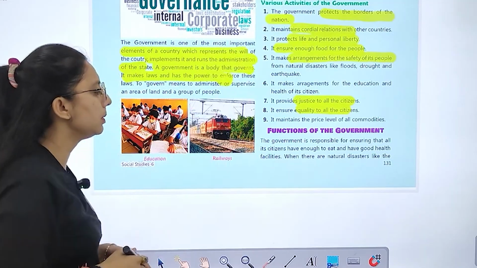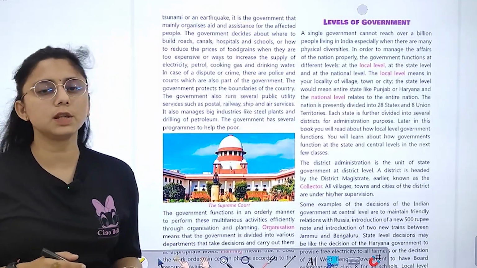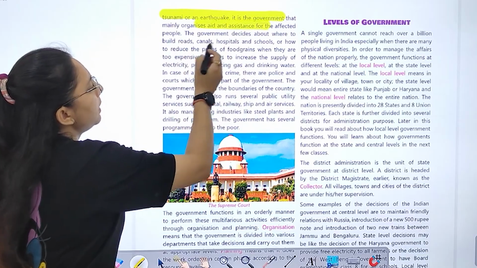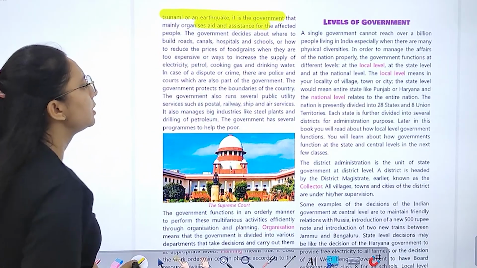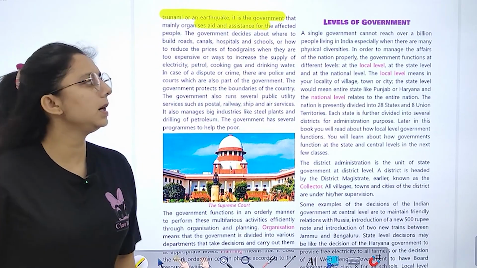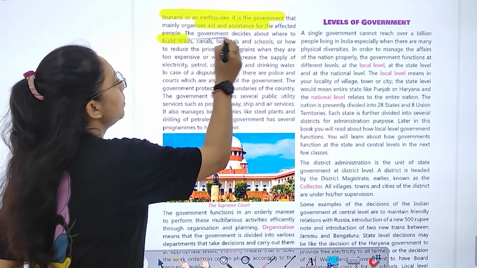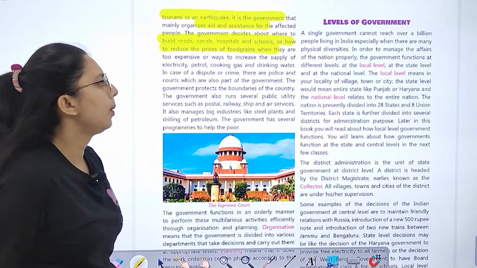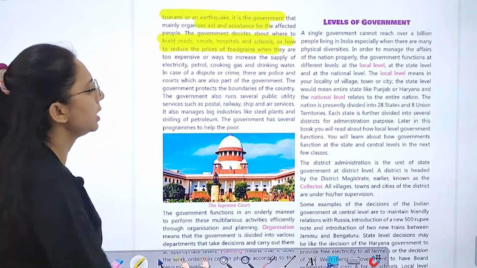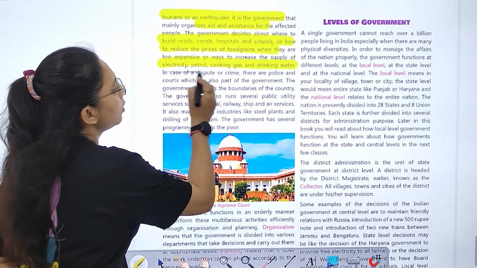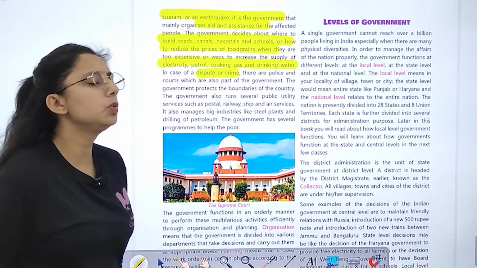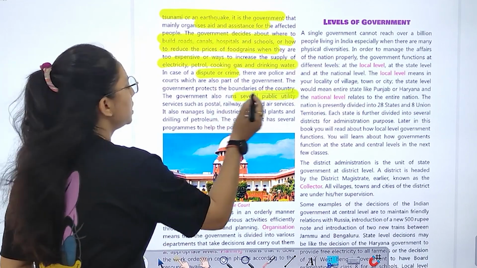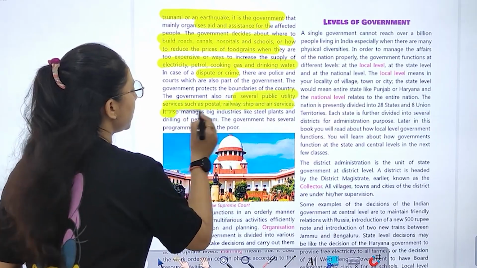The government is responsible for ensuring citizens are helped in the time of earthquake, tsunami, and mainly organizes assistance for the affected people. And the government decides where to build roads, canals, hospitals, schools, or how to reduce the prices of food grains when they are expensive, and ways to increase the supply of electricity, petrol, cooking gas, drinking water. And it also solves disputes and crime. And government runs several utility services like postal, railway, ship, air services.